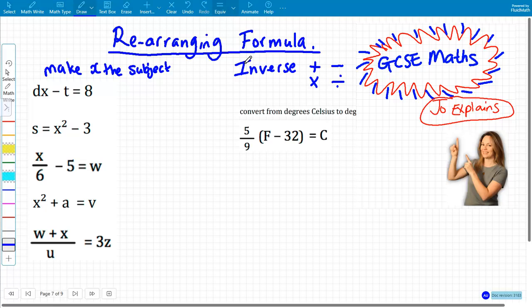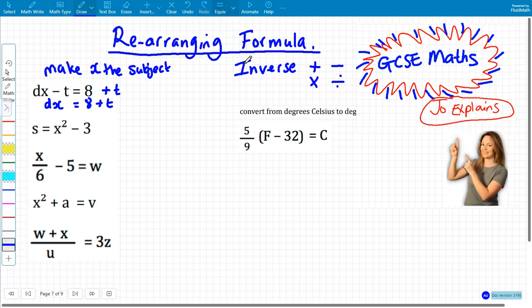So let's have a look at this. At the minute we've got d times x, take t, equals 8. So we're going to strip everything away from x just to leave it there on its own. Let's start with the t. We're going to add t to both sides of the equal sign. That's going to give us dx equals 8 add t. That's our next line. And I always line up my equal signs one underneath the other.